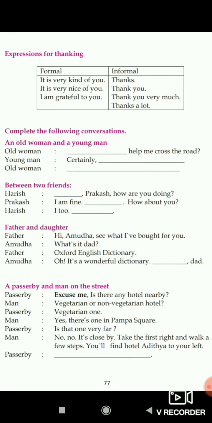Expressions for thanking. In a formal way, we can use these expressions. It is very kind of you. It's very nice of you. I'm grateful to you. In an informal way, we can use expressions like thanks, thank you very much, thanks a lot.